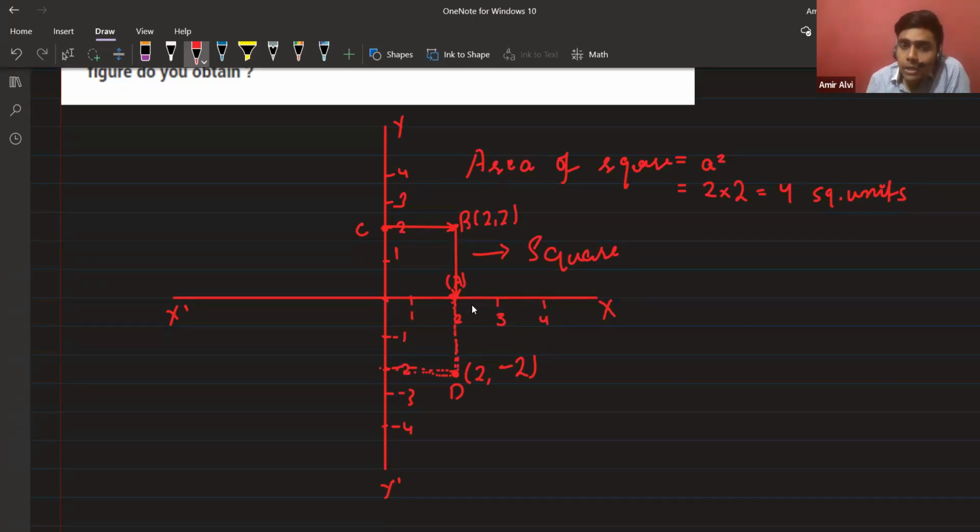Suppose this is also a mirror. So the image of this point is this as well. Yes or no? Yes. And this is also a mirror, so the image will be here as well. Yes or no? Yes.